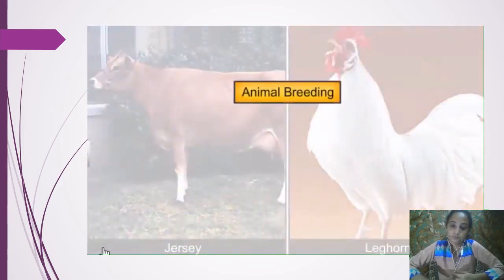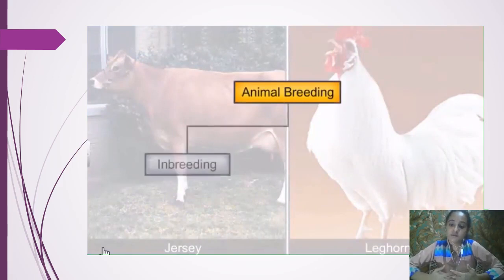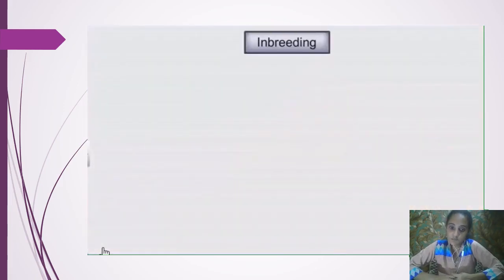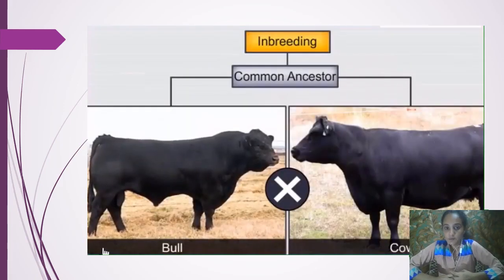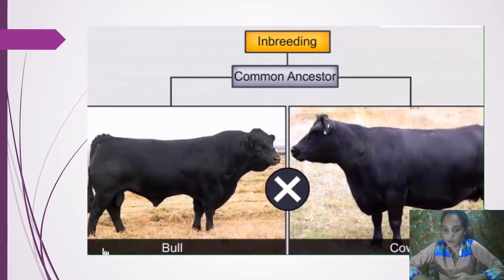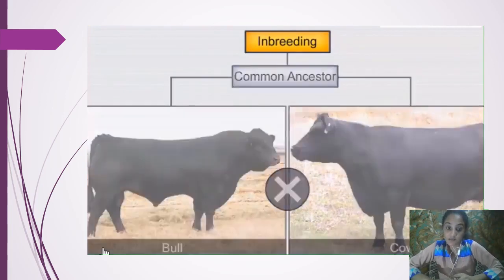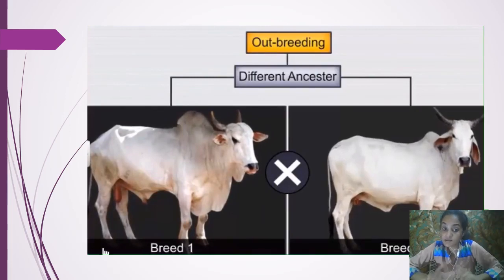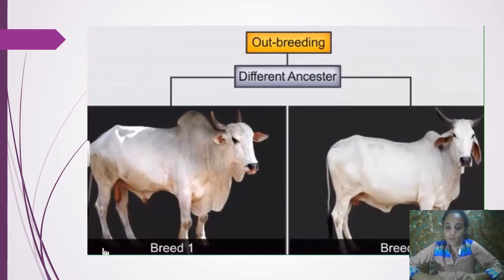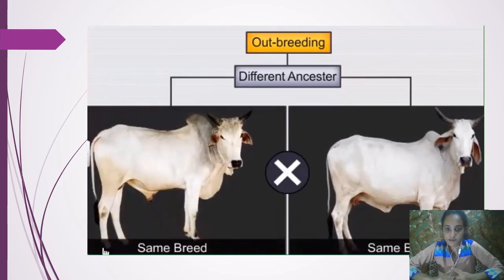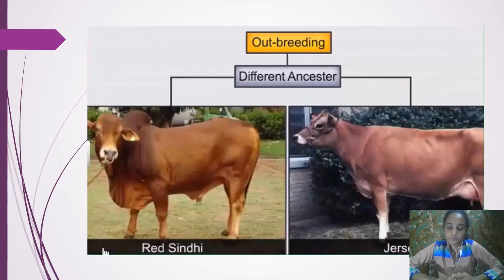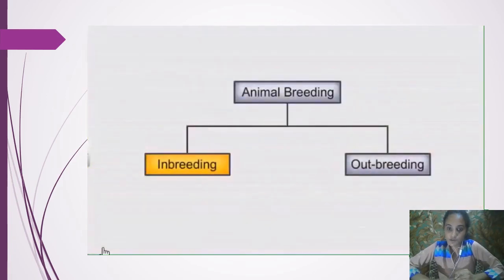Again, they are repeating what animal breeding is and what the two types of animal breeding are. One is inbreeding and the other one is outbreeding. So what is the main thing in inbreeding? It's having a common ancestor. And what is outbreeding? They are having different ancestors. See the two things, breed 1, breed 2. They have different ancestors, or it can be between two different species.